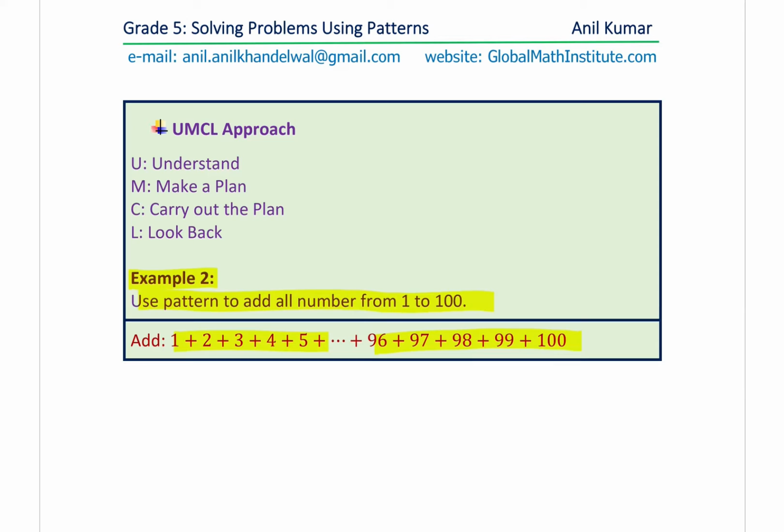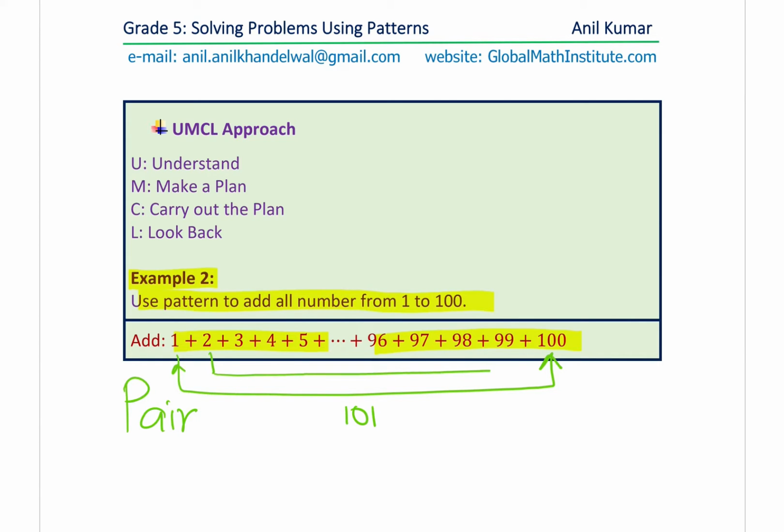So again, we have one strategy of pairing, right? We could pair, but how to pair? Well, if I pair 1 and 100, what do I get? I get 101. And if I pair 2 and 99, I again get 101. Does it make some sense? Yes, it does.